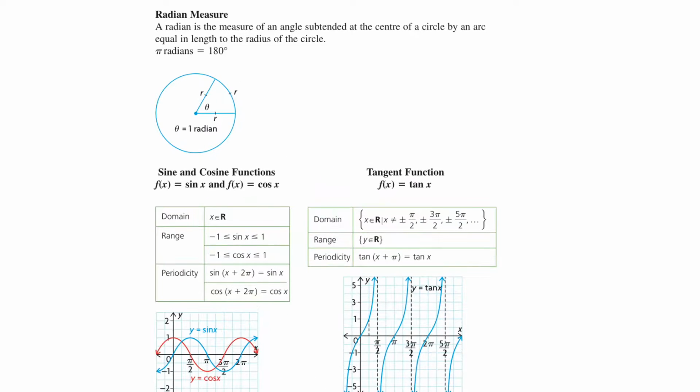From trigonometry, we have to know the meaning of radian. A radian is the measure of an angle subtended at the center of a circle by an arc equal to the length of the radius of the circle. If this arc length equals the radius of the circle, then the angle theta is 1 radian.